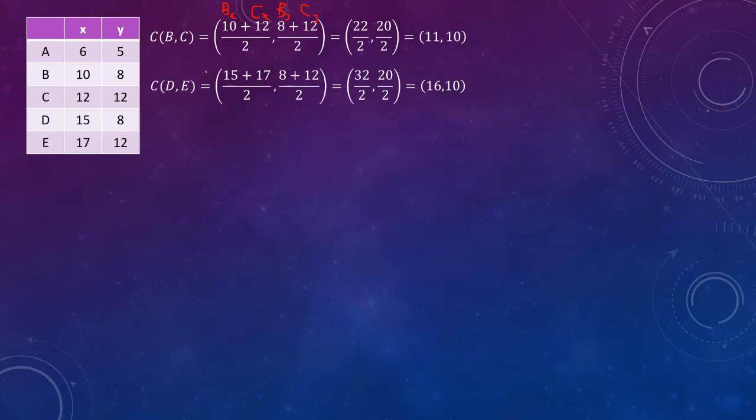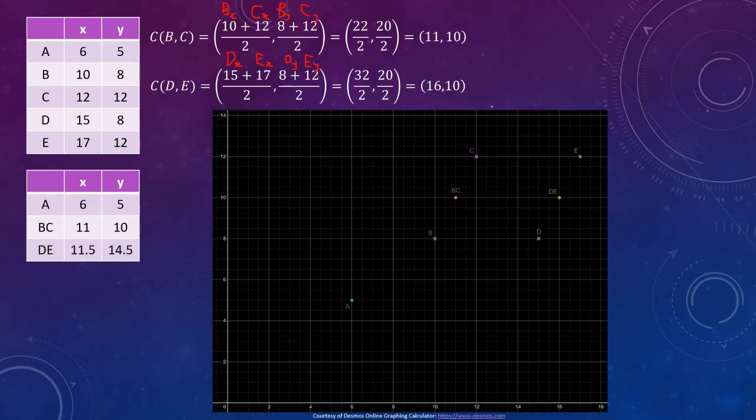Next is DE, so we do the same. This is DX, this is EX, this is DY, EY, and we end up with 16, 10. So when we graph this out, we end up with something like this. We update our graph. You can see now we have 3 clusters.